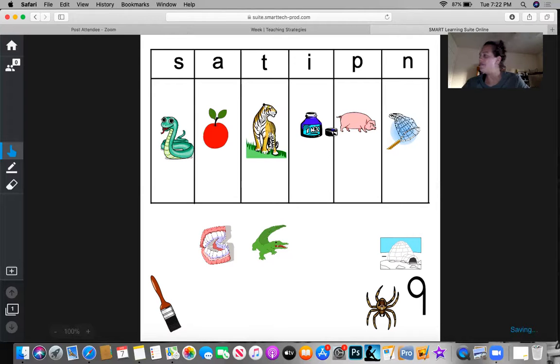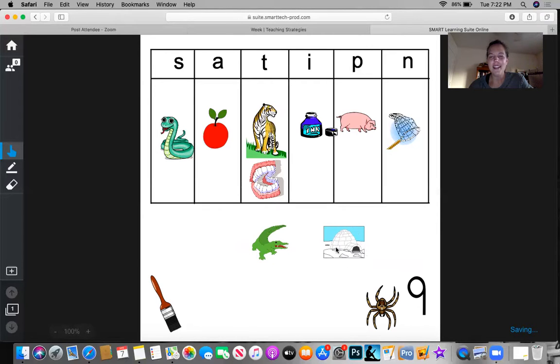We have one more round. Here we go. Okay. What are these? This is a set of teeth. What letter should that go under? T, t, T. All right. How about this? Do you know what this is? We talked about it a little bit when we talked about homes. This is an igloo. What sound do you hear at the beginning of igloo? Eh, eh. I. Yeah, there we go. Might ink over a little.